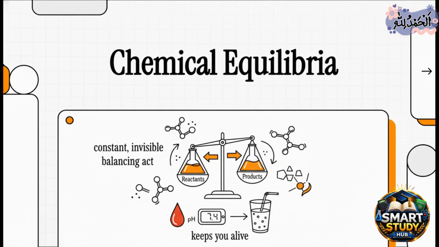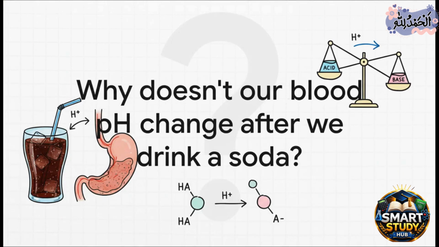And to get our heads around it, let's start with a simple question you might have even wondered about yourself. Seriously, think about it. You grab a can of soda, which is pretty acidic, right? You drink it, but nothing dramatic happens. Your body doesn't just shut down. Your blood's pH, that's the measure of how acidic or basic it is, stays incredibly stable. How is that possible? Well, that is the mystery we're going to solve today, and the answer is all tangled up in this amazing world of equilibrium.